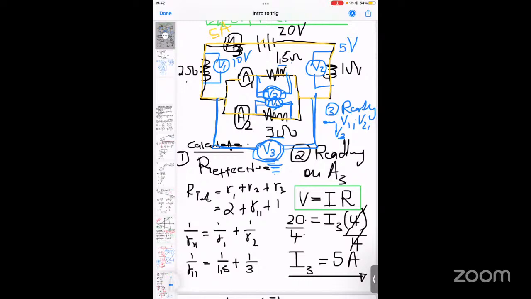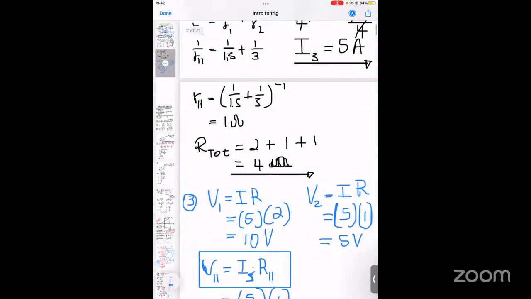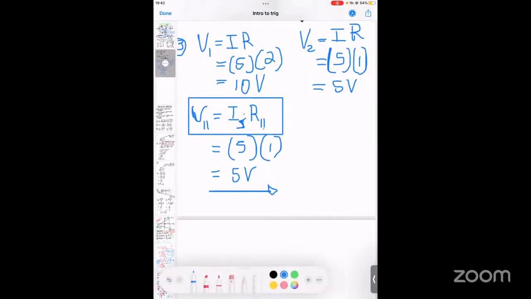So when you calculate the reading on A1, you just check to see that A1 is connected on that other side. So that means V equals the current on ammeter number 1 times R. Even the R will be the R where ammeter 1 is connected. V is the one that you calculated, which is 5, which should equal the current on ammeter 1 times R.